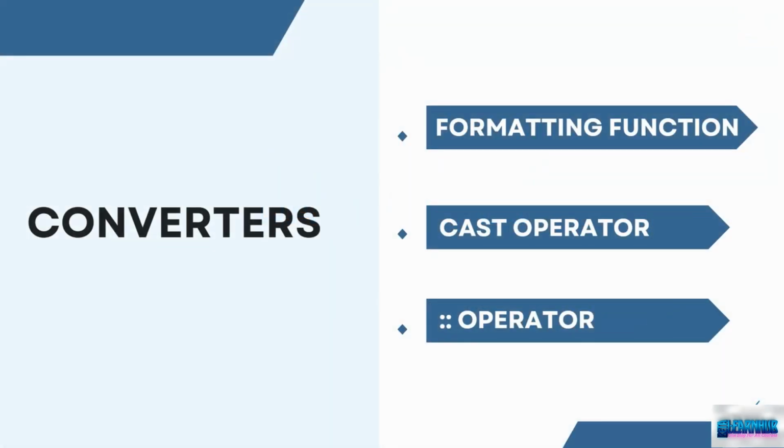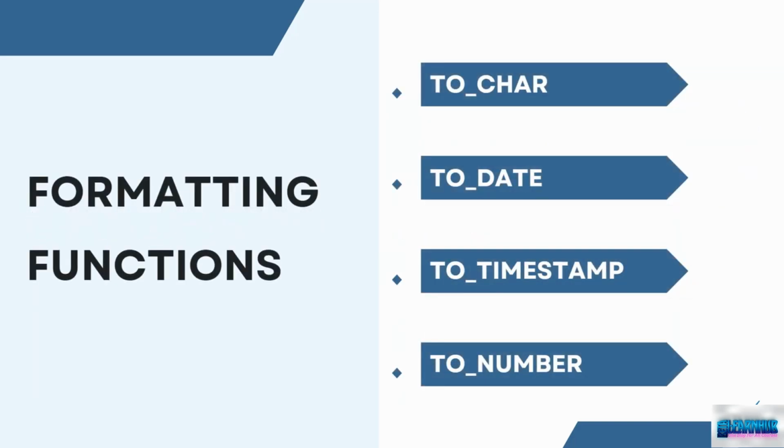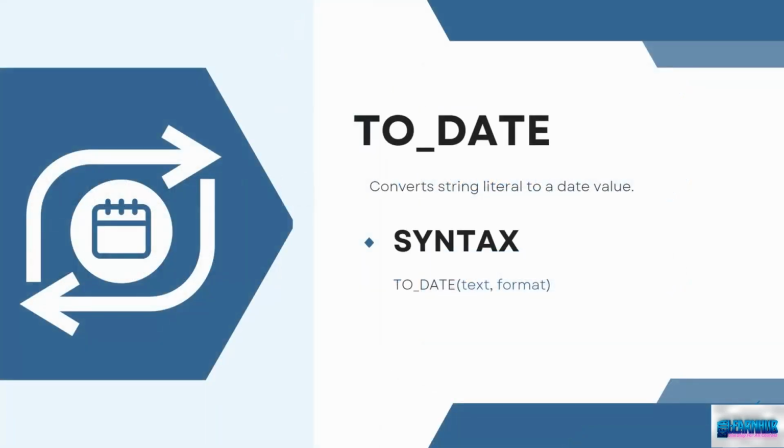As observed from the past lessons, SQL statements can sometimes require you to mix different data types in the same expression to reach the desired output. There are different ways to convert different data types in PostgreSQL. Let's start by discussing the data type formatting functions. We've already discussed the to_char function that converts any data type to text, so let's proceed with the rest of the formatting functions. The to_date function converts a string literal to a date value.